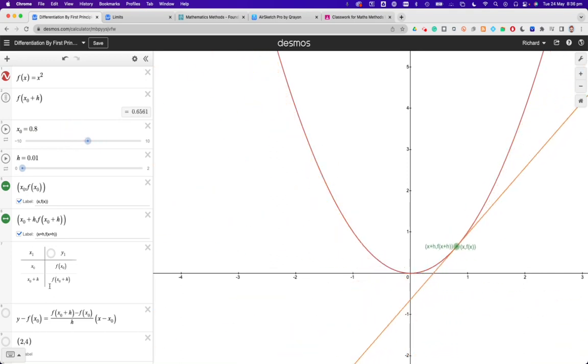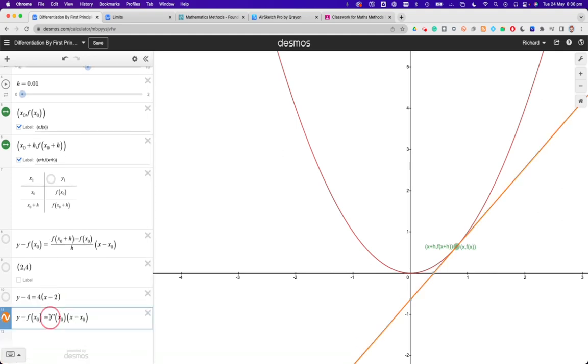Okay, so we can see that as the f dash of x0 there. So evaluate the gradient function at x0, and that gives me the gradient at x0, and the gradient of the tangent line at x equals, sorry, in this case, 2, or whatever it happens to be. Okay, so that's the name of the game.